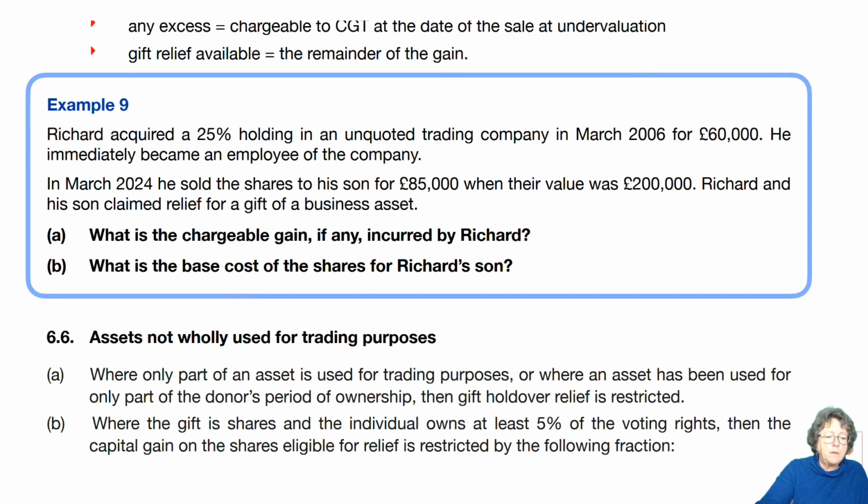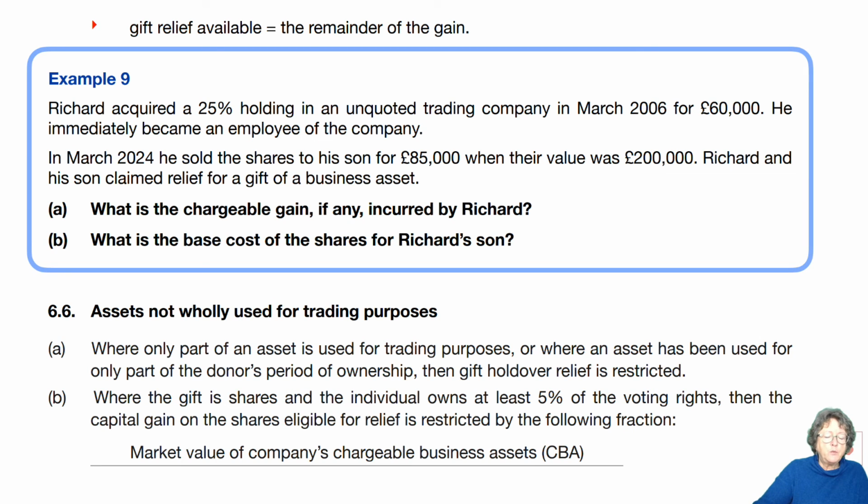So we've got a brilliant example here which will help us to see how that works. And I'm going to show you the model answer because it just explains it really well. And I can show you the whole thing and then explain the various different bits. So Richard acquired a 25% holding in an unquoted trading company. That is the cost.